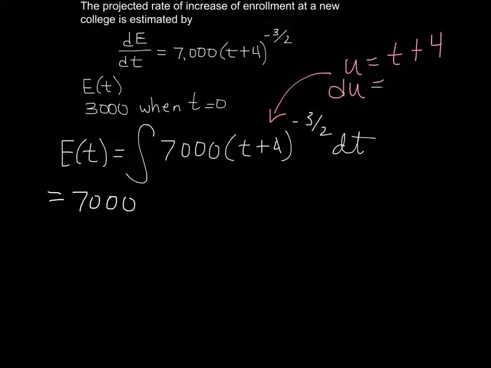So du, well, the derivative of t is just 1, 1 dt. I'm trying to make that a dt. And so that means where I see a dt, I'll substitute du. Where I see t plus 4, I will substitute a u. So I'm going to end up with u to the negative 3 halves du.